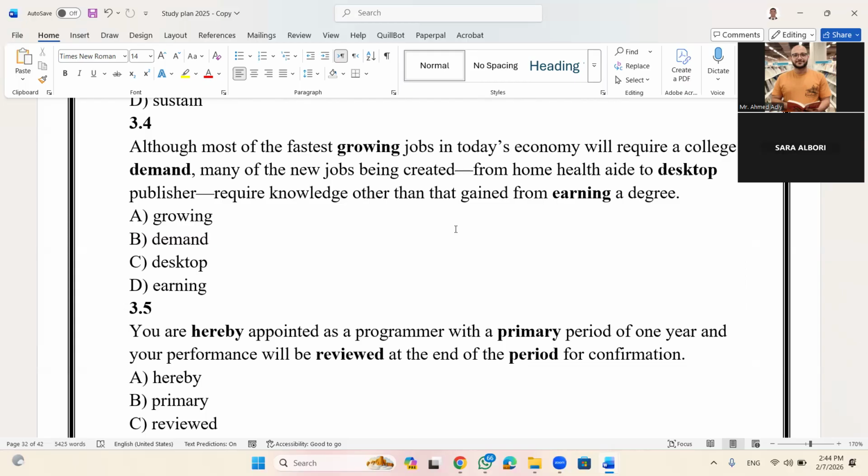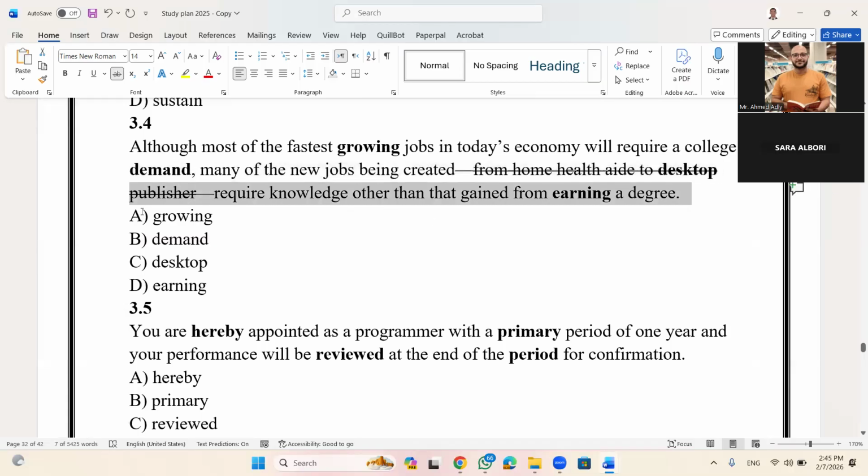So break it down here. Let's look at the first word in bold. Although most of the fastest growing jobs in today's economy will require a college demand, many of the new jobs being created... Skip this part, by the way. This part is an interrupter. Don't read anything between commas. So many of the new jobs being created require knowledge other than that gained from earning a degree.